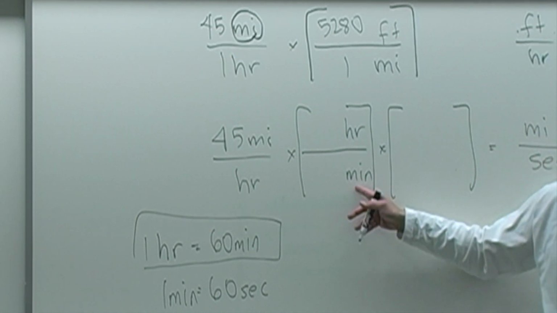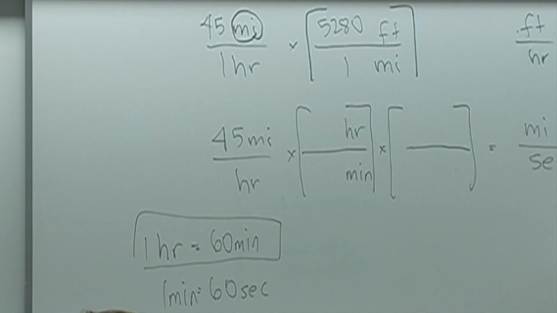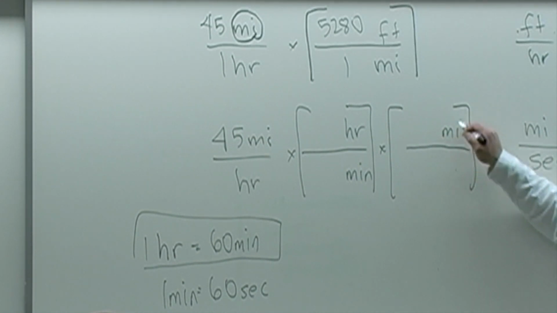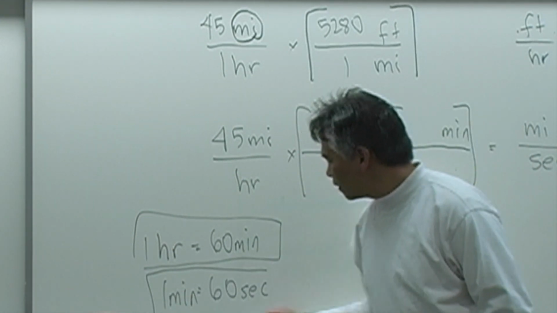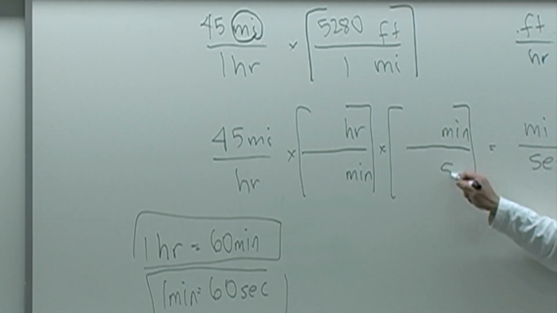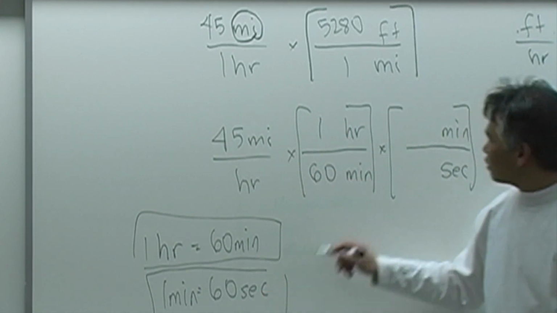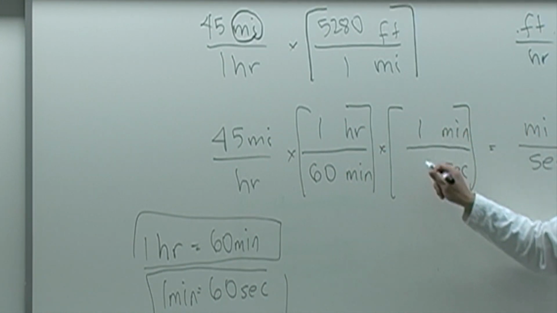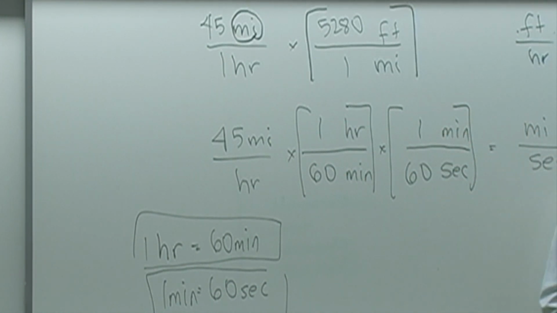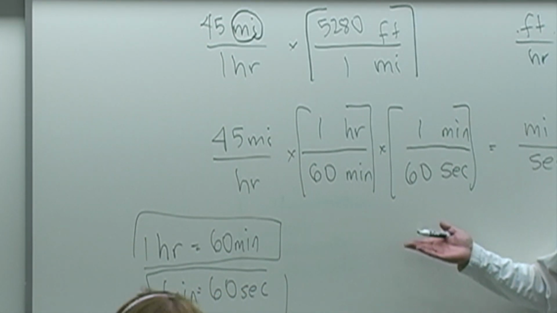Then I see that minutes is down here. So where do I put minutes in my next conversion factor? On the top or the bottom? Top. And then I can see in my second conversion factor, it's down here. And I know that minutes and seconds are related. And then I just put in the numbers. I know that 1 hour has 60 minutes, and 1 minute has 60 seconds. And then I can carry out the math. That is the heart of dimensional analysis.